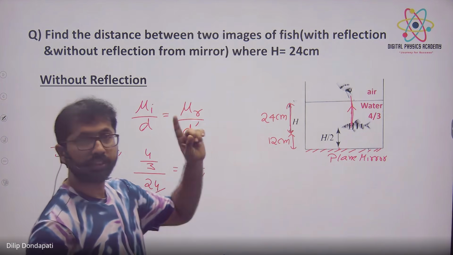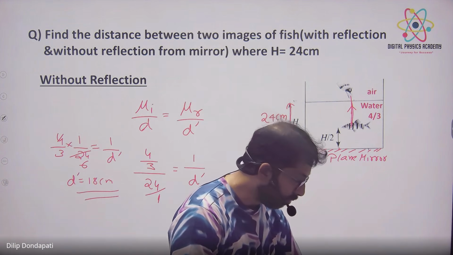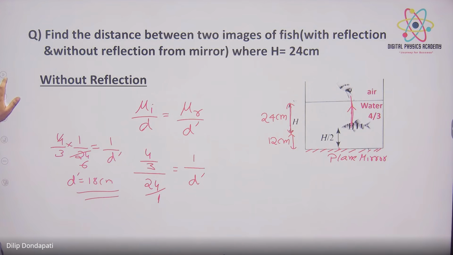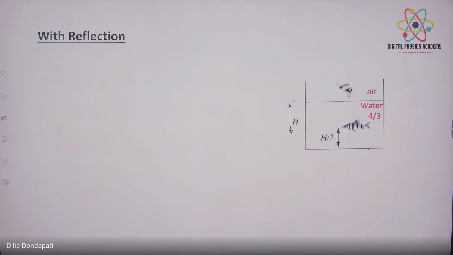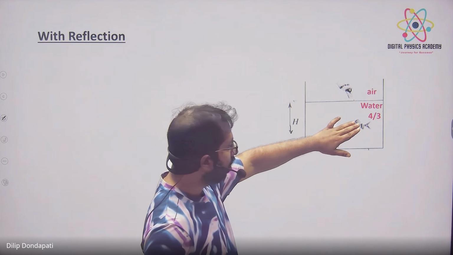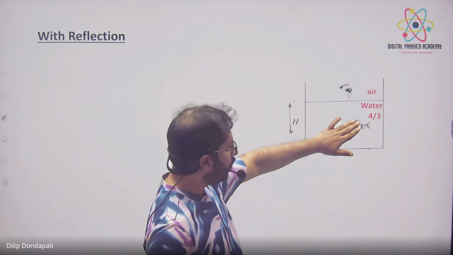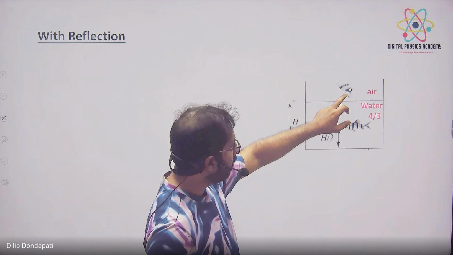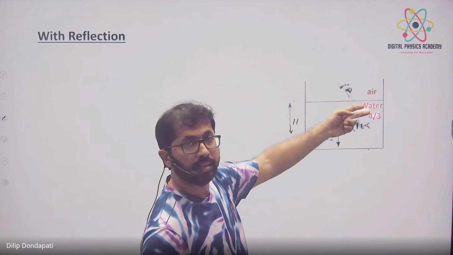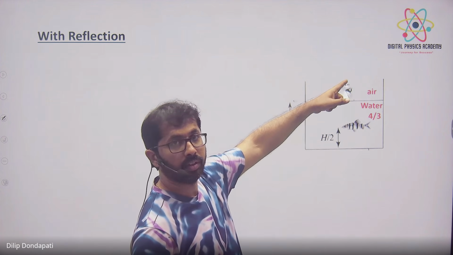This is the first reflection, matlab without reflection from the plane mirror. Now try for with reflection. With reflection means आपको this is the object. आपको मतलब he is not seeing the physical object now. इसका image he is seeing. इसका image will be the new object for this one after reflection.